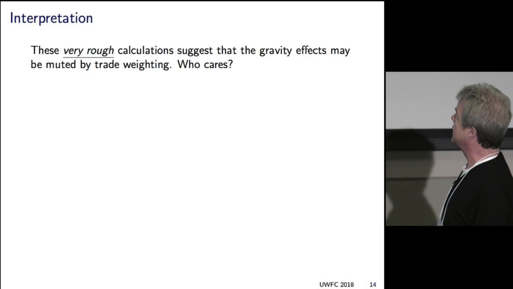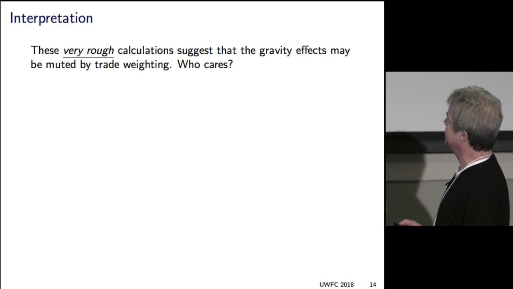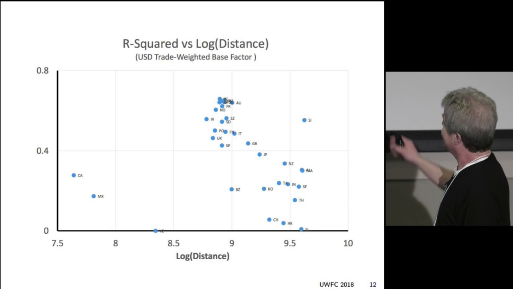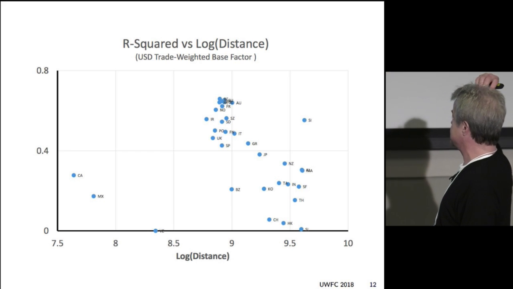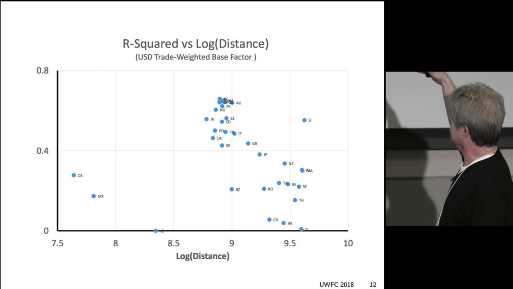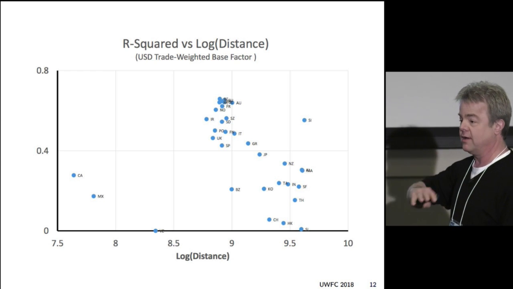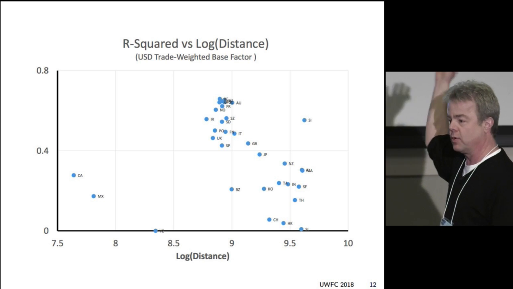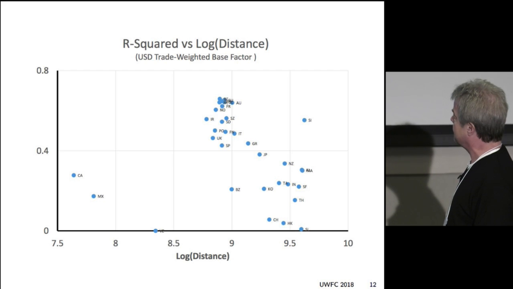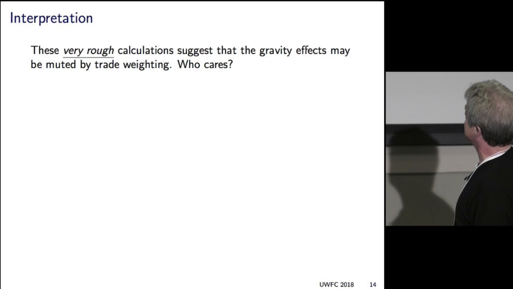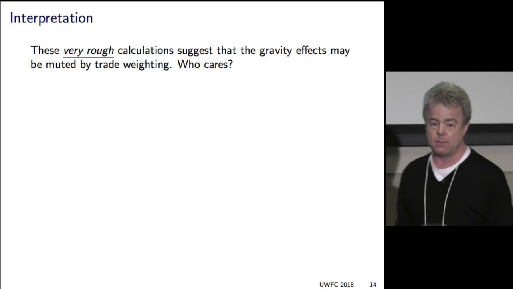My very rough calculations, I'm feeling a little time stressed, so I should mention that my R-squared calculations here are: what they've done is taken the average of all these things, which gives them one data point, and then they did it for every numeraire, and they got an upward sloping relationship. So I think this is saying the same thing, but it is a very rough calculation. My rough calculations suggest that the gravity effects may be muted by trade weighting.